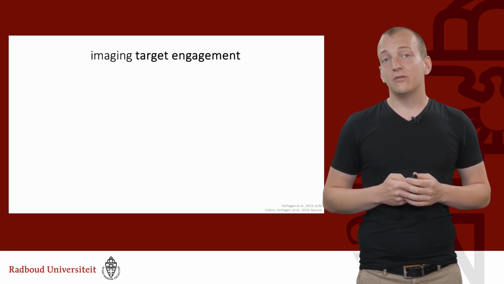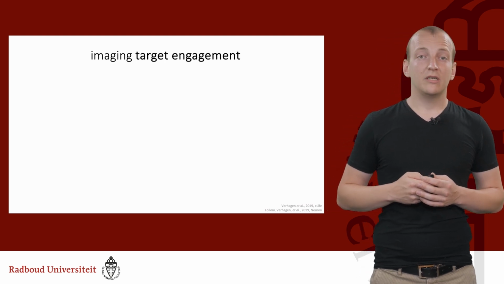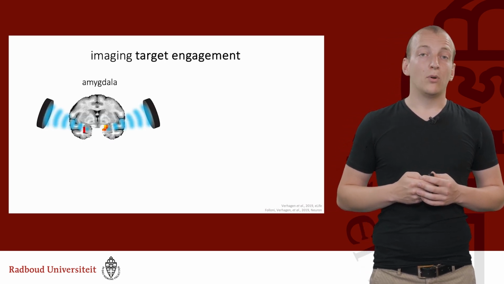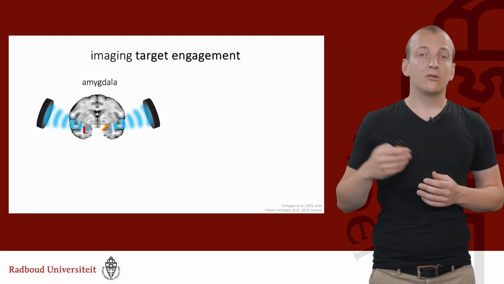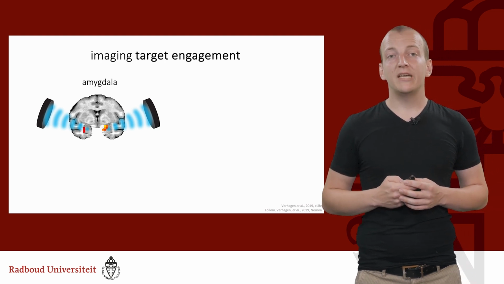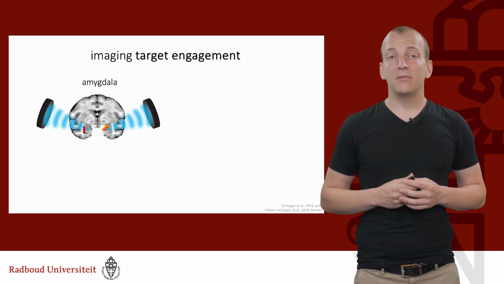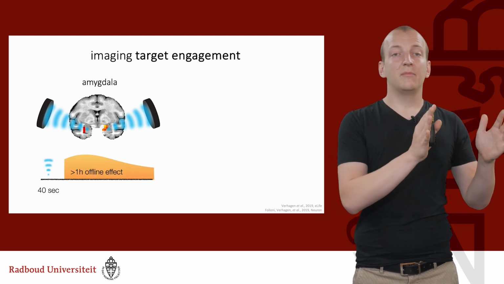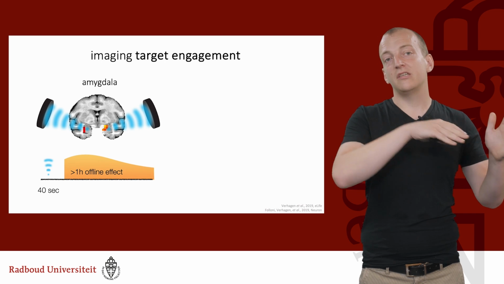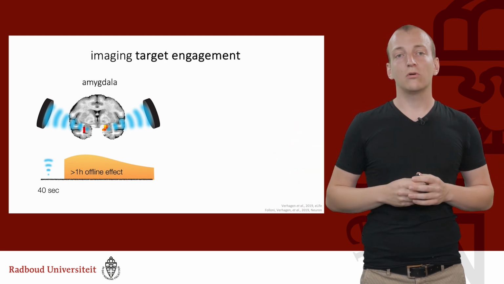And then there's another way to image target engagement, which is using functional MRI, in which we can look at changes in BOLD activation. For example, here in non-human primates, they stimulated the amygdala. And they used an offline protocol. Remember, you stimulate for a period of time and then you would expect some plasticity induction, which leads to longer-term effects or offline effects.